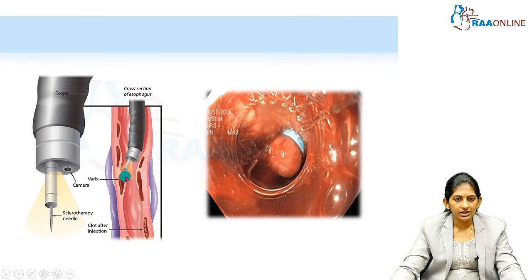Sclerotherapy is where you are injecting. So individually you have to find all the varices and you go into the individual varices and give the sclerosing agent. Okay, this is endoscopic sclerotherapy. This is endoscopic variceal ligation.